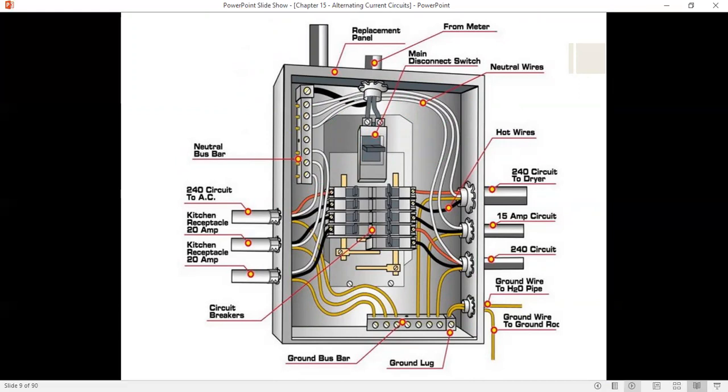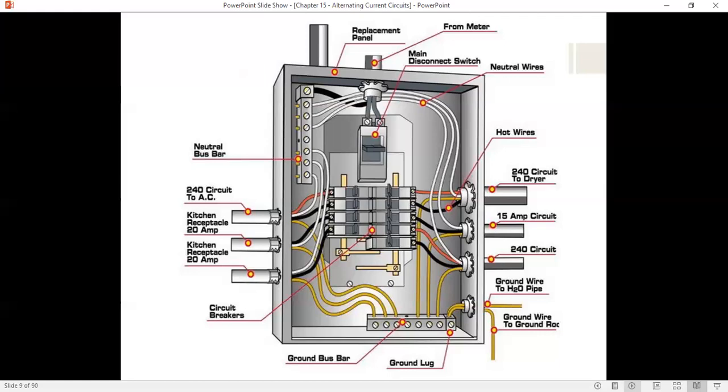And what you see here is basically the two hots. Here you would have one hot and another hot coming in. I don't know why they made this white, but it should be red and black for the proper color right there. And then there would be an additional neutral, which is coming from the pole transformer. Okay, so here, this is interesting to see this. If you ever open this up, please be careful.